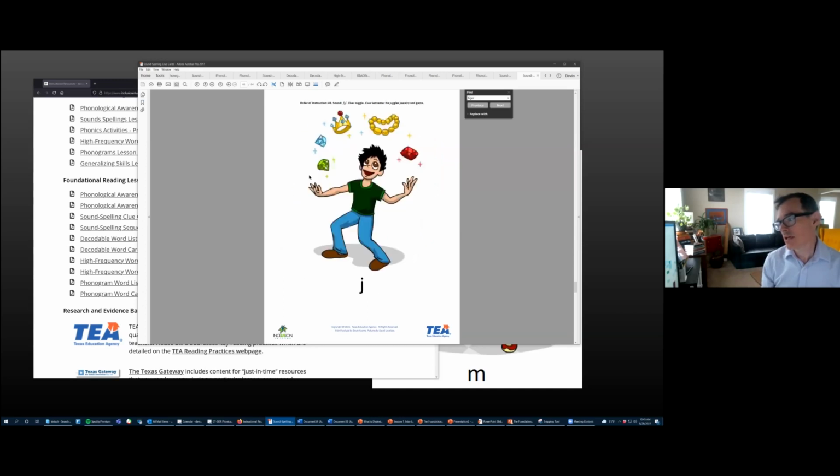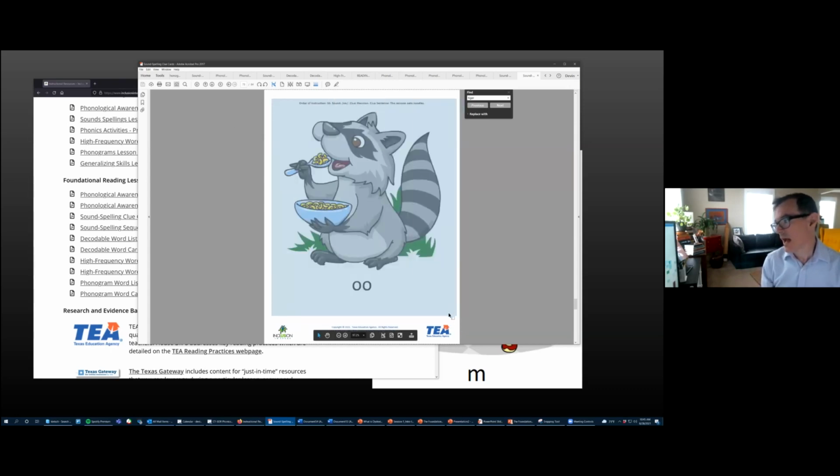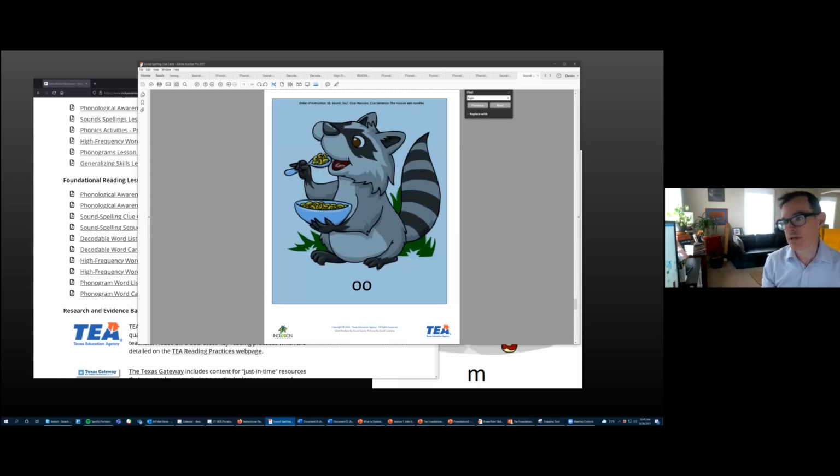There's one that we changed very late, and we have a new picture for oo, which is a moose. It's actually supposed to be in here. I'll have to tell TEA because that was supposed to be changed, but it didn't get changed. I thought it was. In any case, we have moose instead of raccoon for the oo sound. So that's one that's been changed, but everything else is still the same.